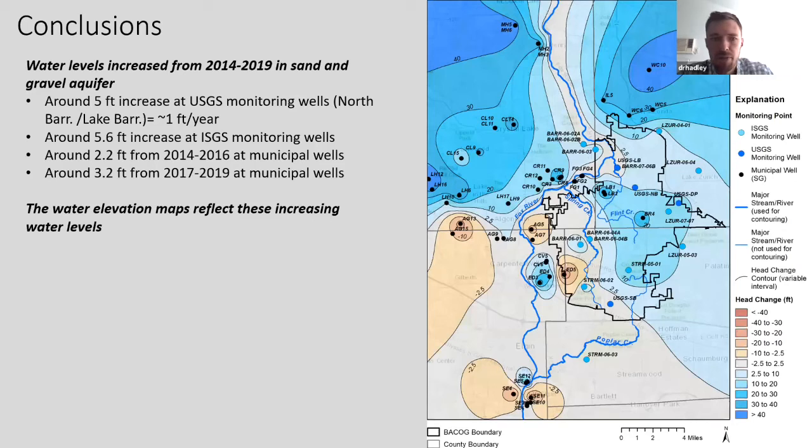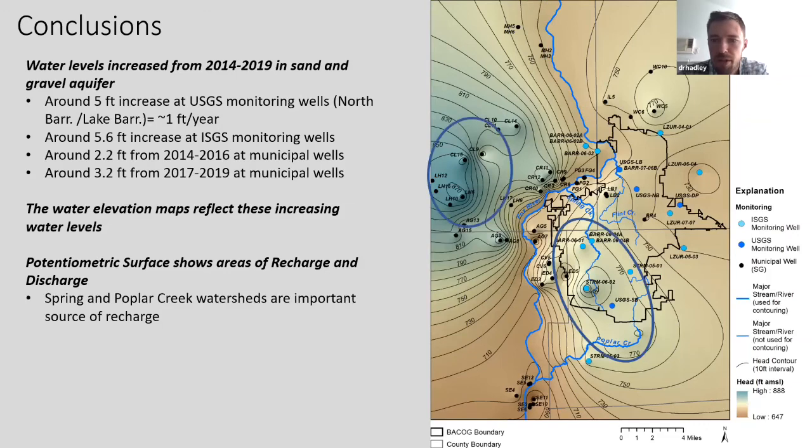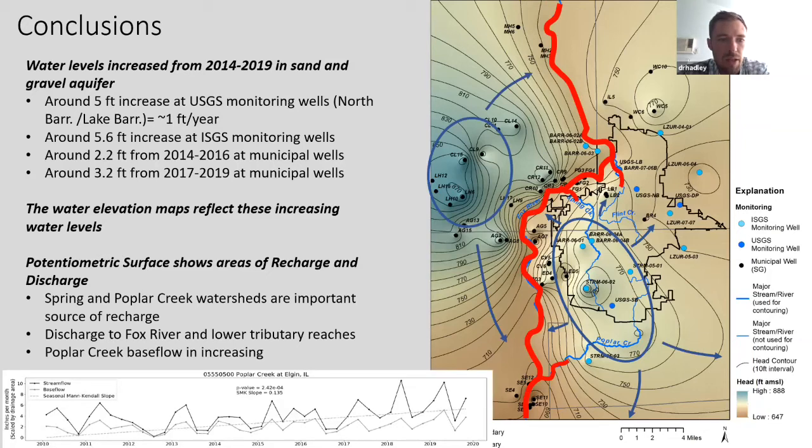Okay, so the water elevation maps generally reflect the increasing water levels that we see at these wells. The potentiometric surfaces can help us define where there are areas of recharge and where there are areas of discharge, and how groundwater is flowing in the area. We also see that there's increasing base flow at Poplar Creek.